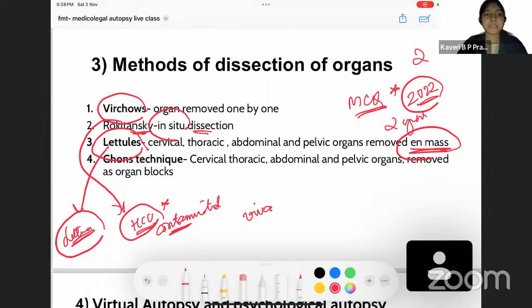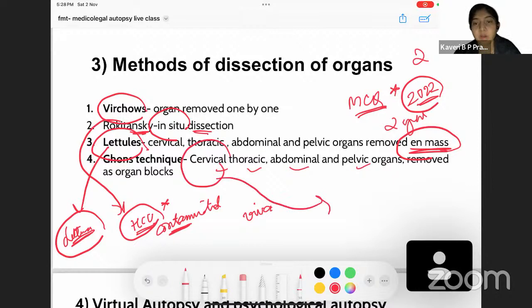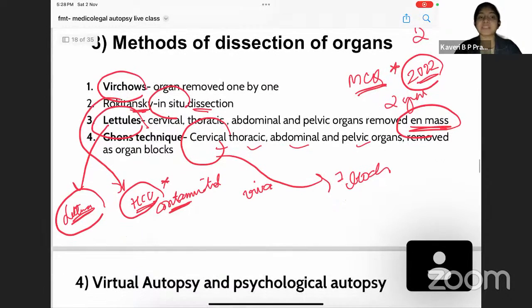Got it? Coming to Ghon's technique. What do you understand by Ghon's technique? Cervical, thoracic, abdominal, pelvic organs removed as organ blocks. That is, for example, cervical is removed as one block. So what do you understand by this? That is the neck structures, the thyroid, hyoid, everything is removed as one block. Next, after that is done, you go to the thoracic block. Here, the pleura, pericardium, everything is removed as another block. This is nothing but Ghon's technique. One by one, each block is removed.